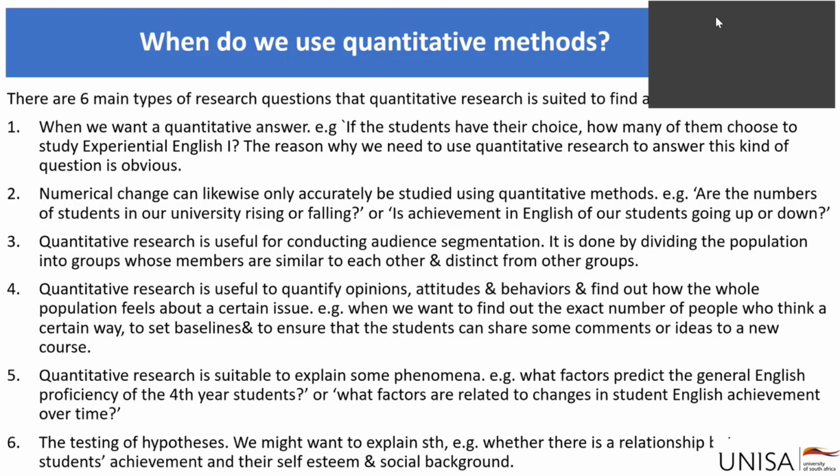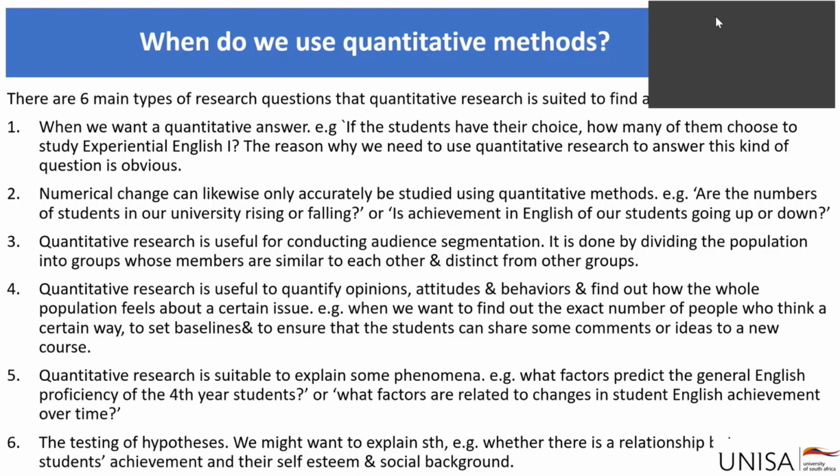Quantitative research is useful to quantify opinions, attitudes, and behaviors and find out how the whole population feels about a certain issue. If we want to know how South Africans feel about a certain issue, we want their opinions, their attitudes, and their behavior. It's advisable that you conduct quantitative research when you want to find out the exact number of people who think in a certain way, to set a baseline, or to ensure that the students can share comments or ideas on a new course.